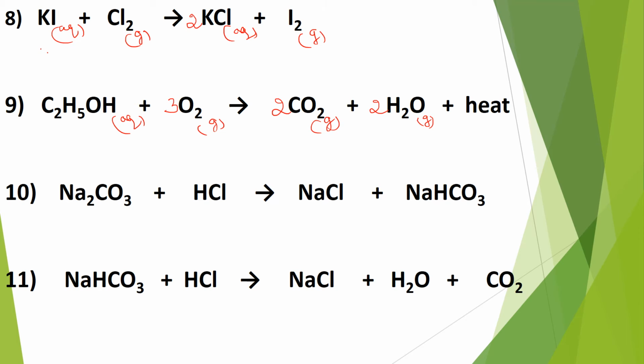Now look at the number of hydrogen. The hydrogen number is 6 on the reactant side, so we need to make it 3 here. Let me make it 3. 3 2s are 6. I have to make it 6. Let me take the eraser so that I can erase this number. Okay.